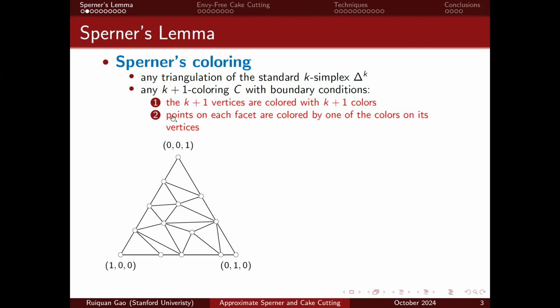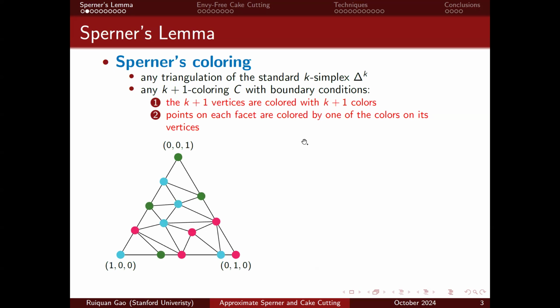For example, this is a triangulation of the two simplex. We color the vertices of the entire two simplex respectively by green, blue, and red, and so this satisfies the first condition. The second condition is that points on each facet are colored by one of the colors on its vertices.